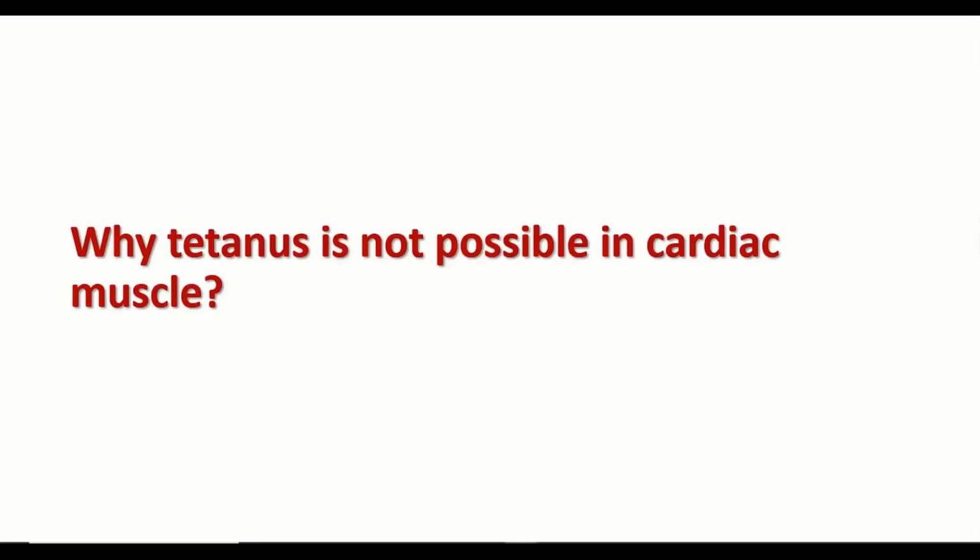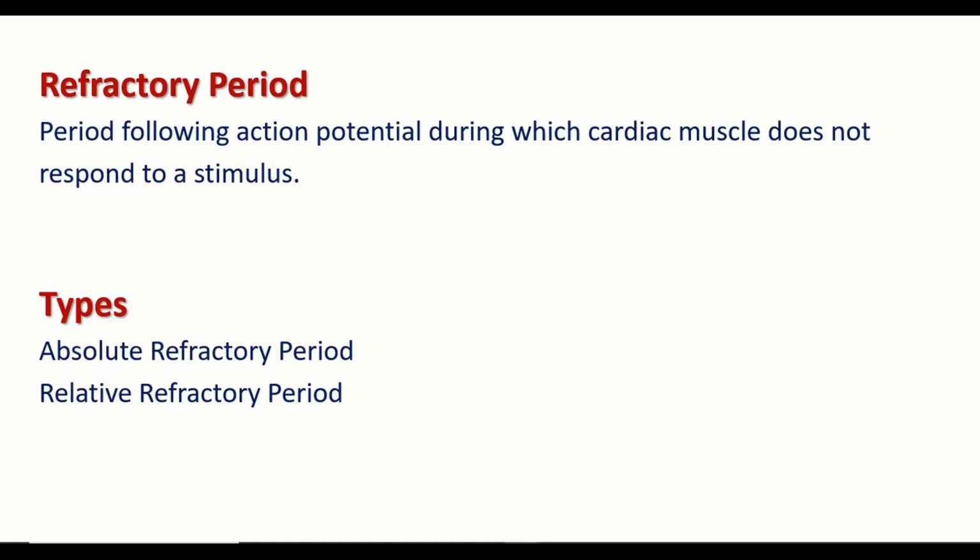Next we'll see the answer to a question. So what is the question? Why is tetanus not possible in cardiac muscle? So we know that it is possible in skeletal muscle, but in cardiac muscle it is not possible. For understanding the answer, you have to learn refractory period. So what is this refractory period? It is the period following an action potential during which cardiac muscle does not respond to a stimulus. That is known as refractory period.